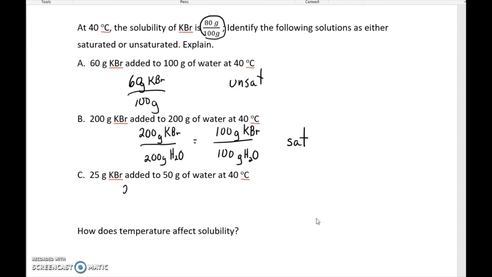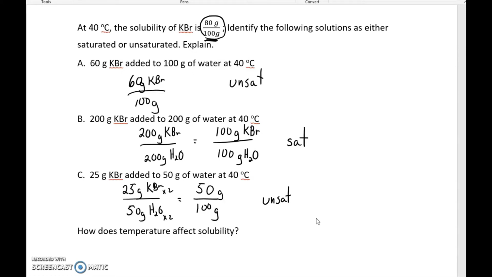What if we add 25 grams of our potassium bromide in 50 grams of water? Again, we're going to need to get this in the same form as originally given to us, 80 and 100. So we will get 100 grams of water. We'll have to multiply by 2 to do that. Whatever we do to the top, we'll do to the bottom. Or, I'm sorry, whatever we do to the bottom, we'll do to the top. So 50 grams in 100. Well, we know we can dissolve 80 grams in 100, so this is also unsaturated.